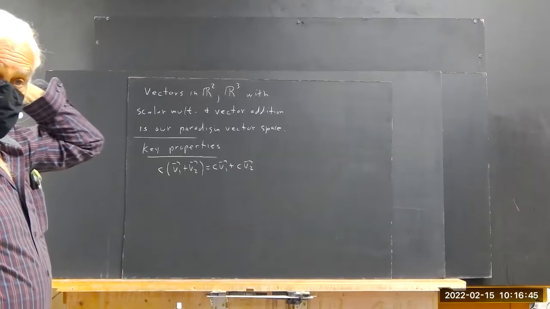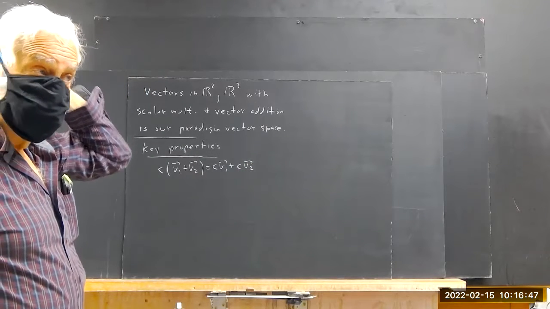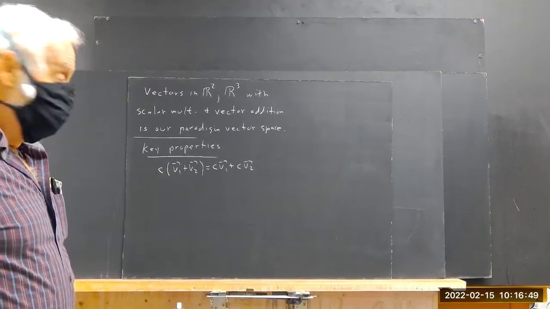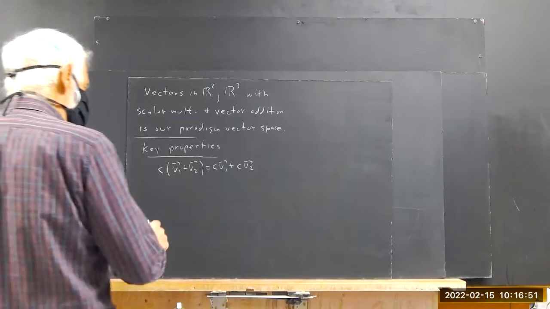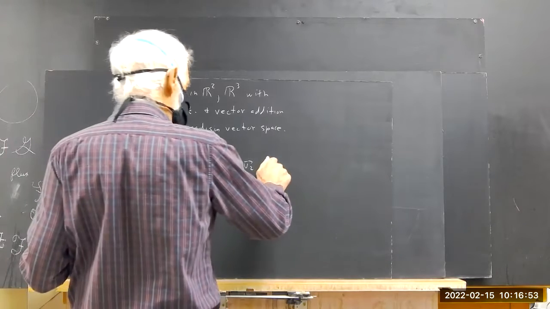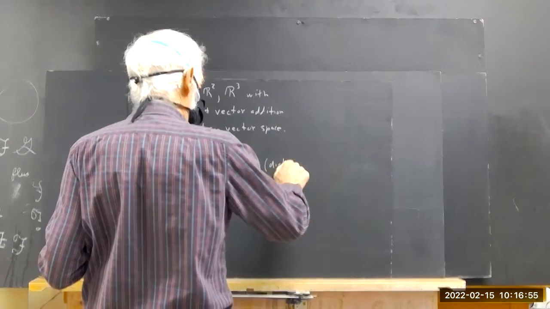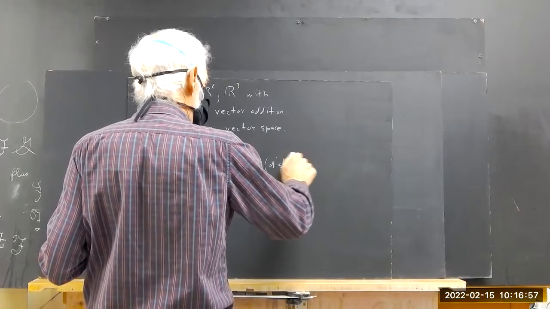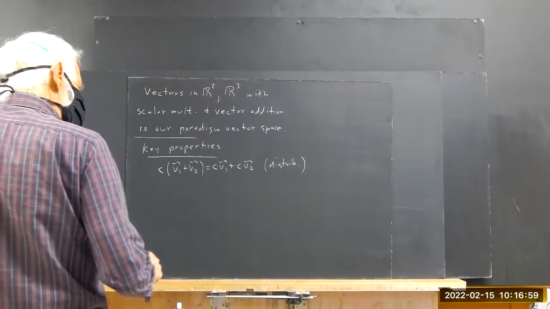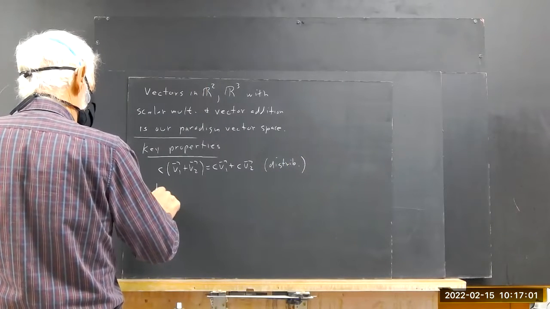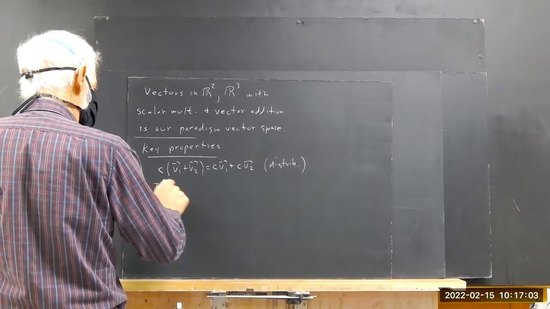Okay, c(v1 plus v2) equals cv1 plus cv2. That's a distributive property. Okay. And here's a big one.